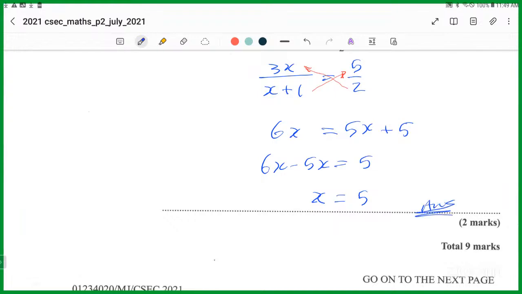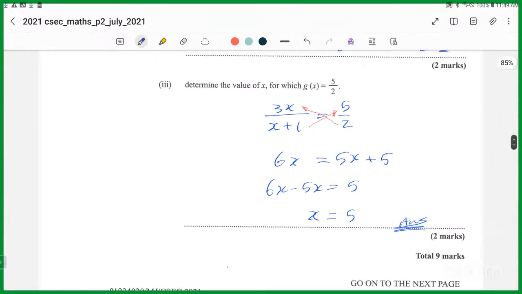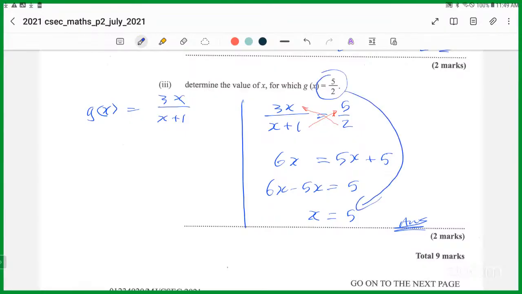x equals 5. Question done. But you can check it now if you want to. Plug the 5 back into the function and see if you get 5 over 2. So we have g of x equals 3x over x plus 1. What value of x makes g of x 5 over 2? It is 5. So let's calculate g of 5 and see what we get.